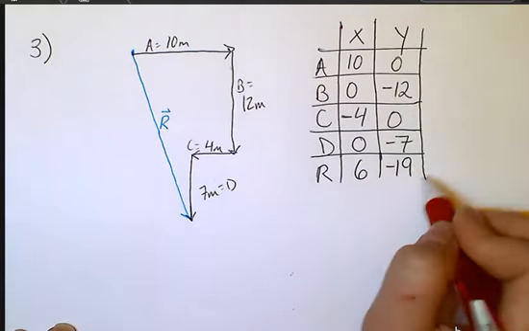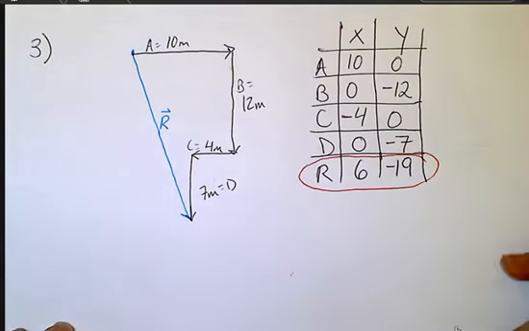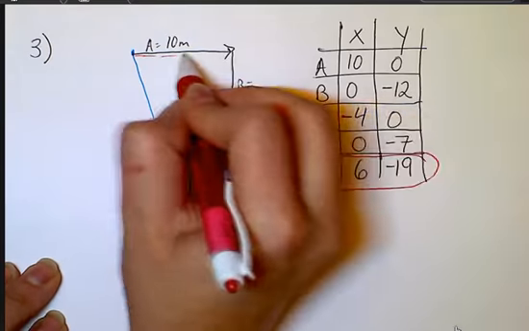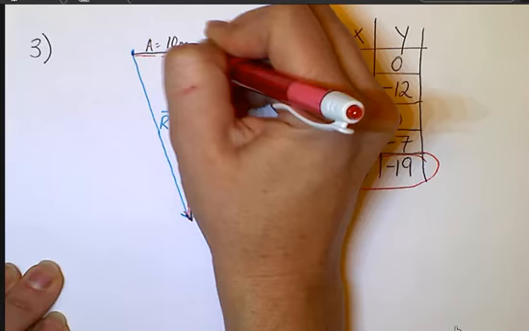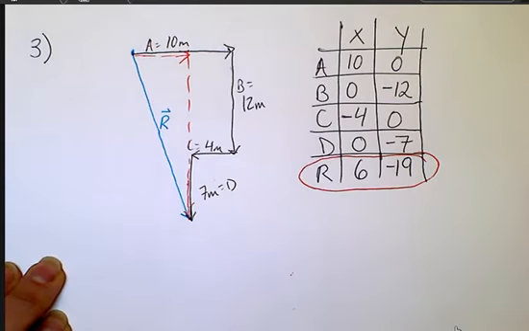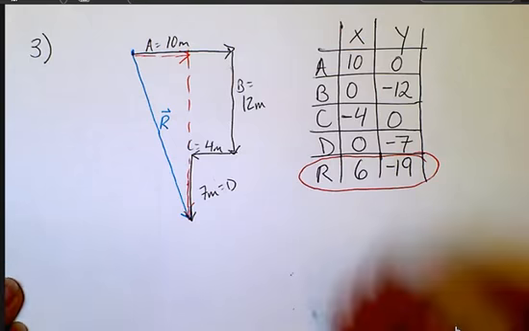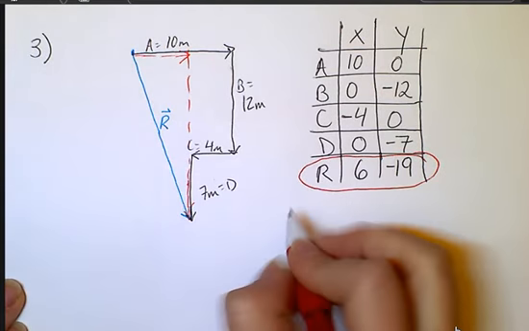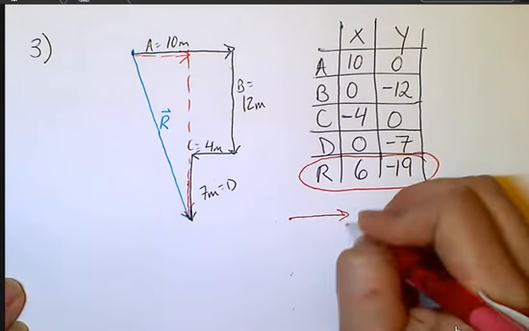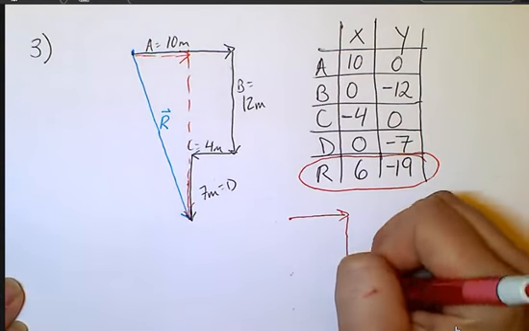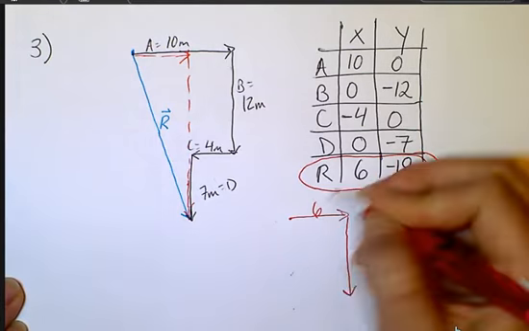These are the components for how far over and how far down to make up your triangle. When you get to this point, I would suggest redrawing it. So I've got 6 and 19.